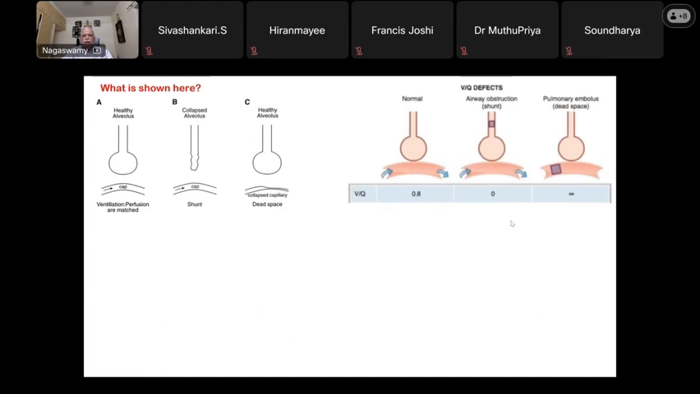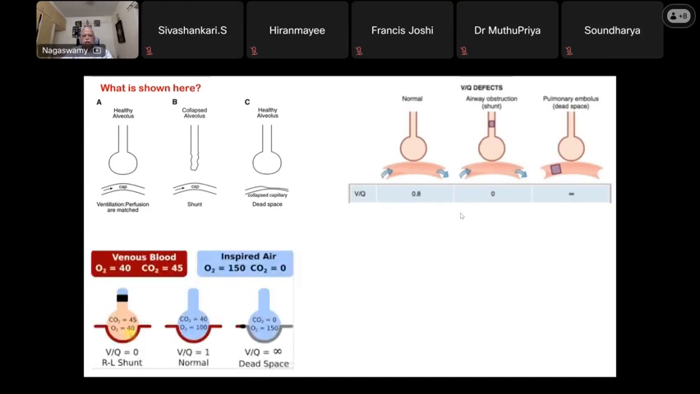The same thing is shown in another pictorial description. So what will be the VQ in these situations? If it is a true shunt, it should be zero because there is no oxygenation at all. In other conditions, it may be partial. So what will be the partial pressures in various conditions? This is also shown here: the difference between shunt and VQ mismatch. So there are three types of changes: one is normal, another is shunt, and the third is dead space.